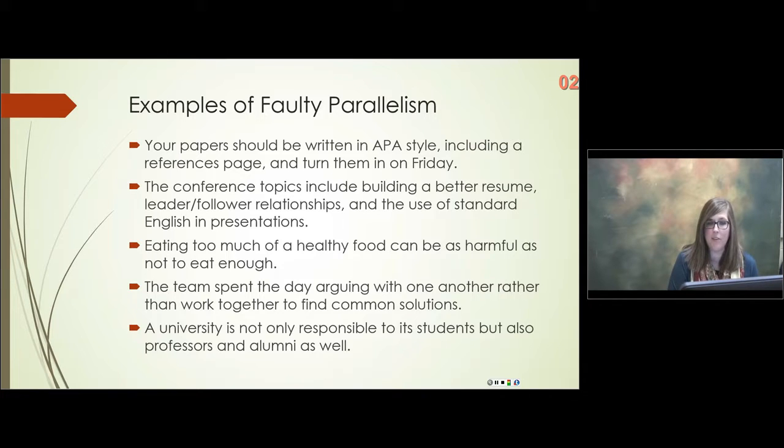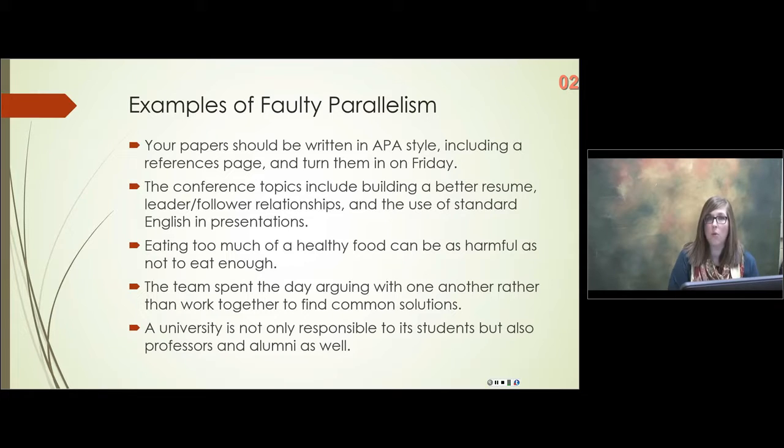Eating too much of a healthy food can be as harmful as not to eat enough. Now, that probably sounds a little bit wonky to you when I say that out loud. So we're going to review how to fix that. That is a binary parallel structure that we're going to look at. The team spent the day arguing with one another rather than work together to find common solutions.